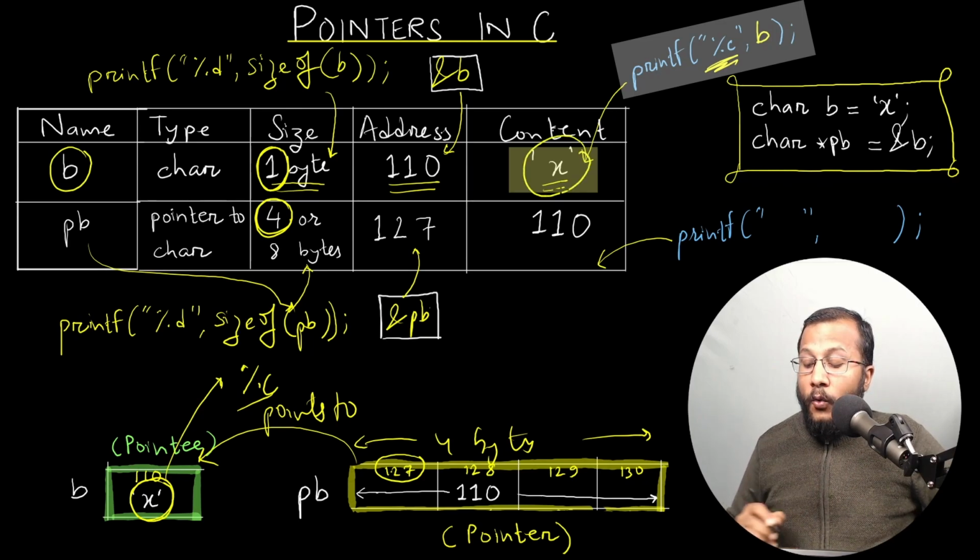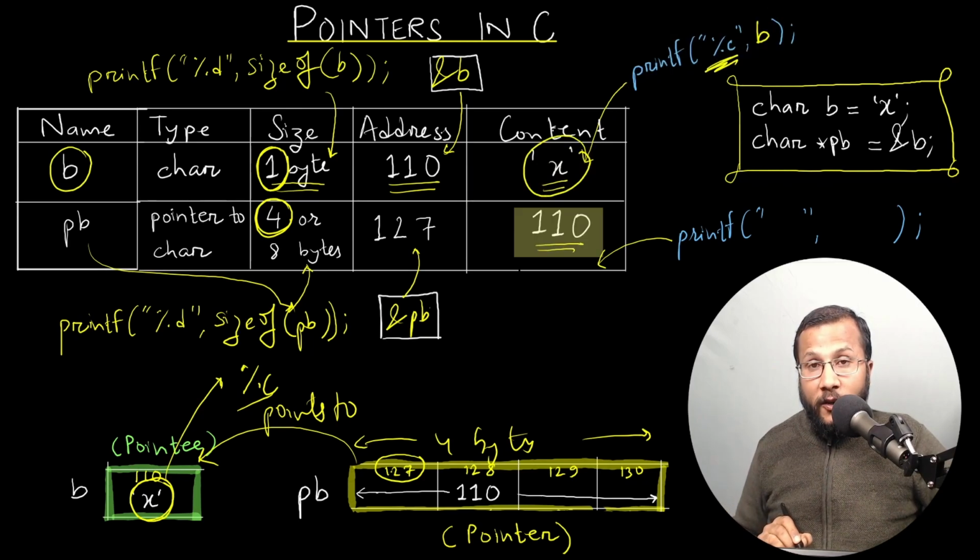Now, how do I print this address 110? 110 is nothing but the content of the pointer variable. To display the content, it's very simple. First of all, I have to use the format specifier for this content. So, I'm displaying the address.